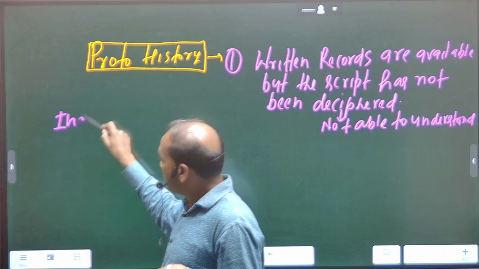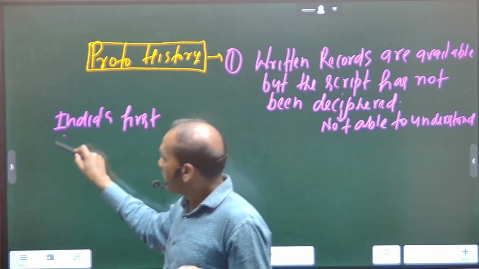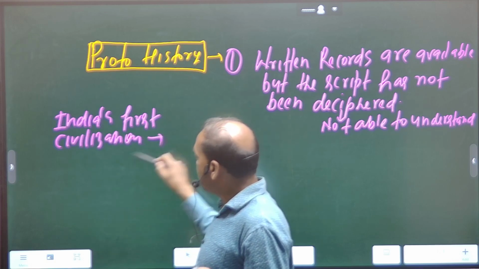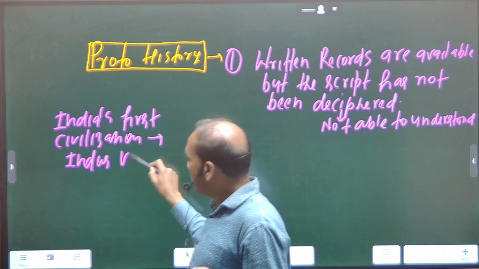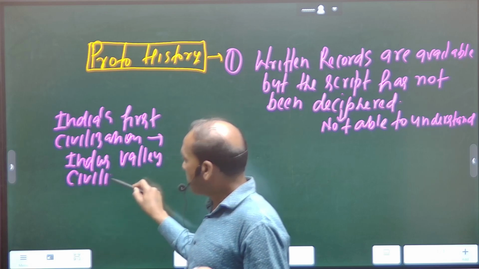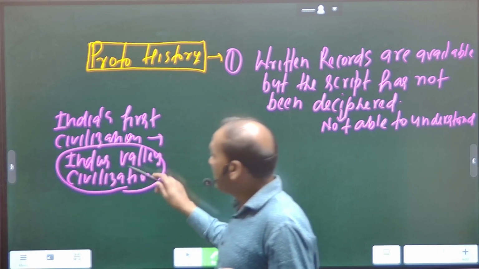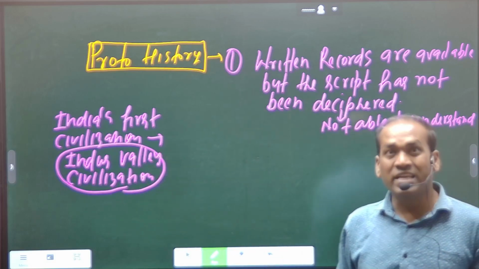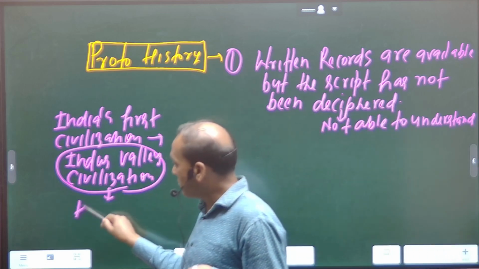India's first civilization is Indus Valley Civilization. And this Indus Valley Civilization is also known by another name, Harappan Civilization.